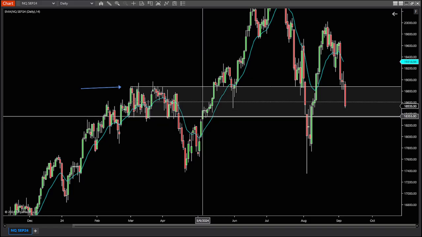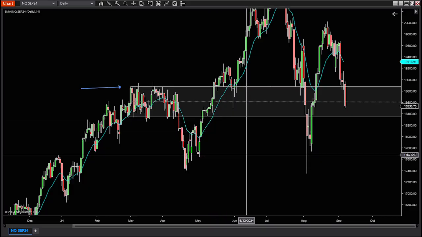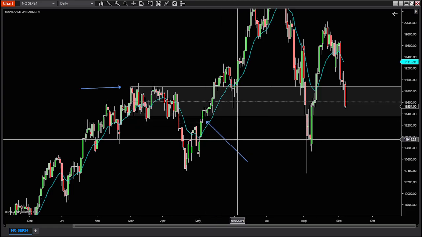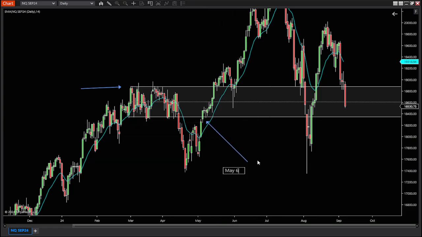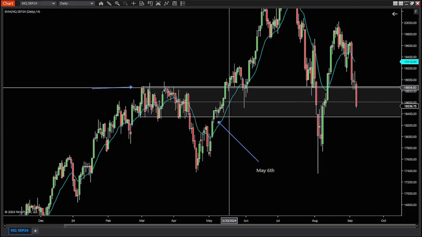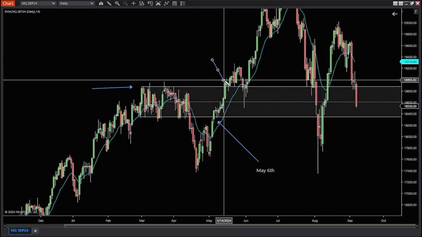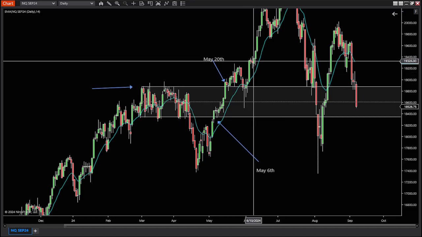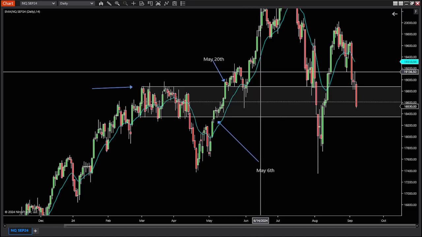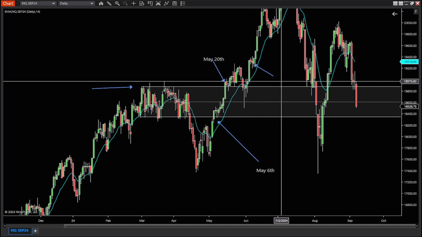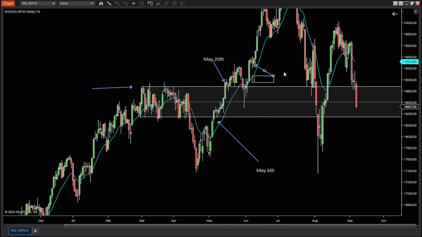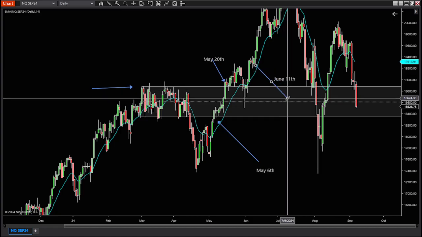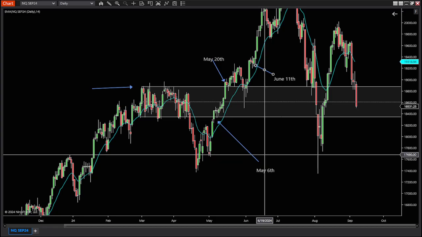So down here, we're at May 6th. This is going to be May 6th. And then we broke out above on May 20th. This is going to be May 20th. And then we continued here. This is about June 11th. So we're just looking at these levels here, June 11th. First we're going to look at May 6th.